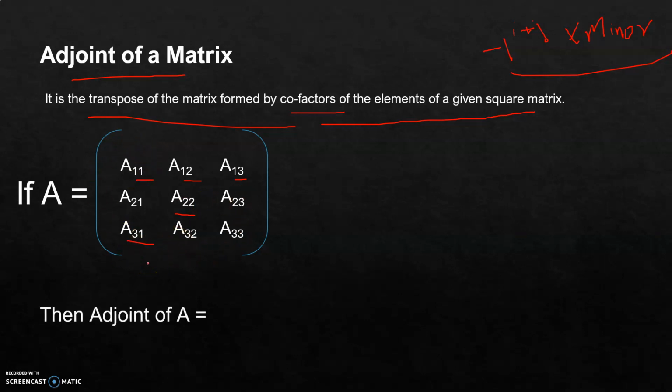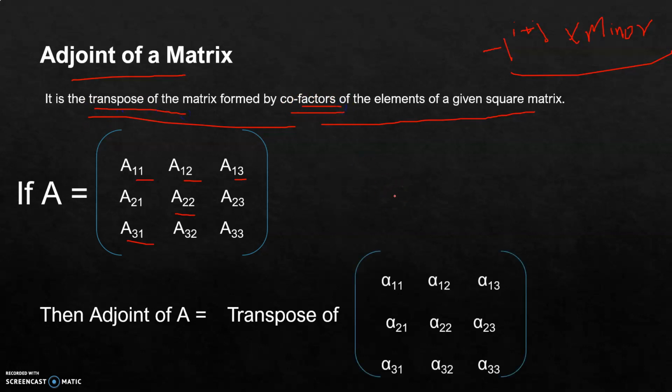Then the adjoint of A will be the transpose of the cofactor matrix. We already discussed that the cofactor is denoted by alpha. So alpha 11, cofactor 11, means the cofactor of the first element, first row and the first column. So the cofactor of the first element, the cofactor of the second element. We call this the cofactor matrix. Its transpose we call the adjoint of matrix A.